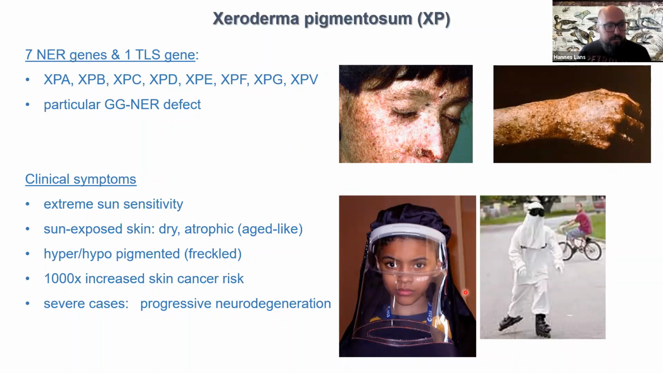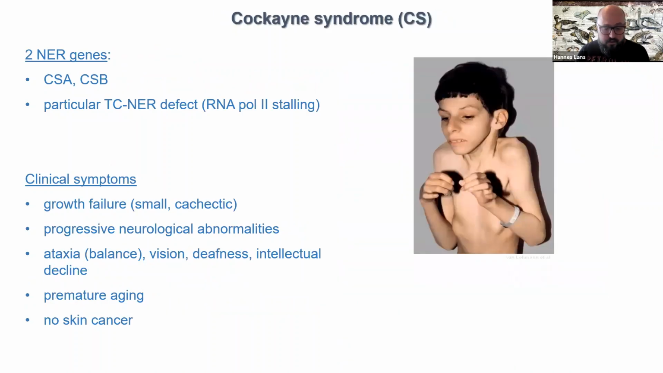This is xeroderma pigmentosum. The other syndrome is Cockayne syndrome, which is a totally different syndrome. It is not characterized by cancer development. On the contrary, these patients often do not develop cancers, but they show developmental problems. Growth failure, which can appear at a very early age or develop a bit later in life, depending on how severe the disease is. They also show progressive neurological problems, like an intellectual decline.